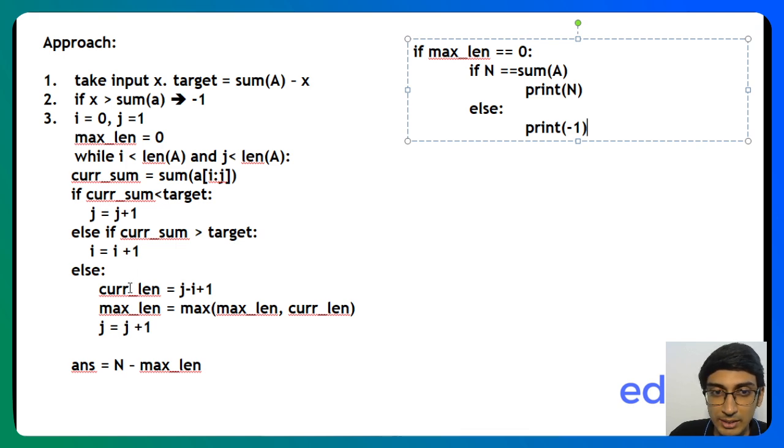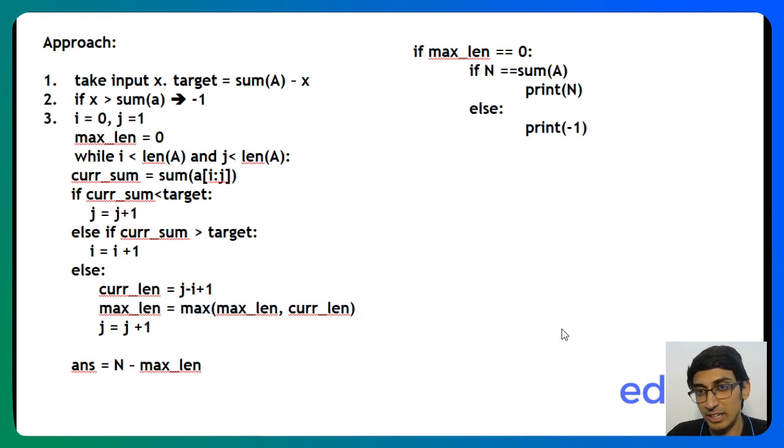Otherwise, even if a single subarray would have matched, then this max len would have got initialized, but it didn't get initialized. That means I couldn't find a single subarray to get target, which is sum of a minus x. Therefore x itself is not possible to get over here.